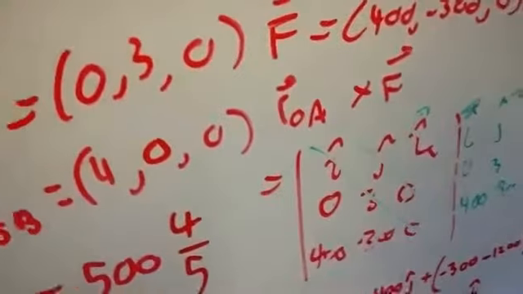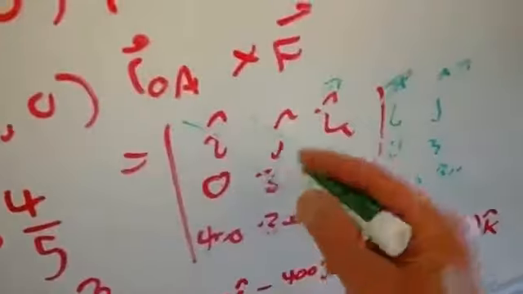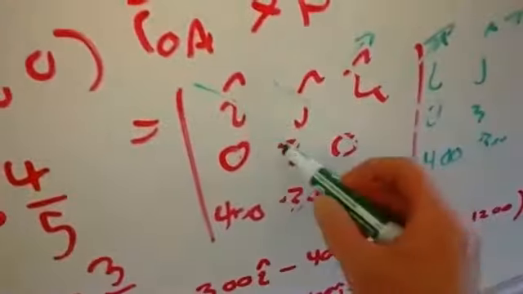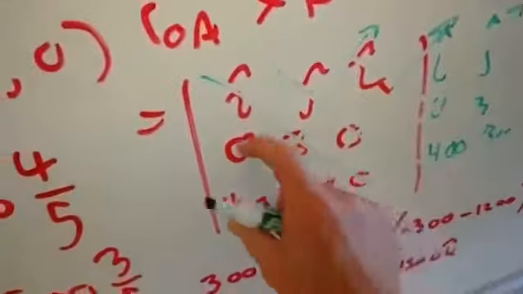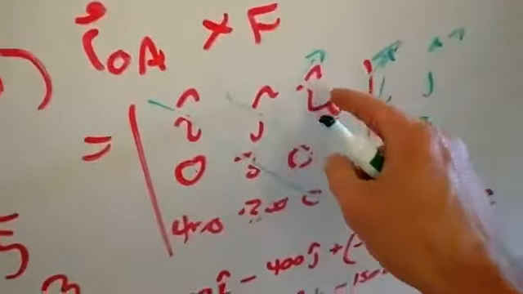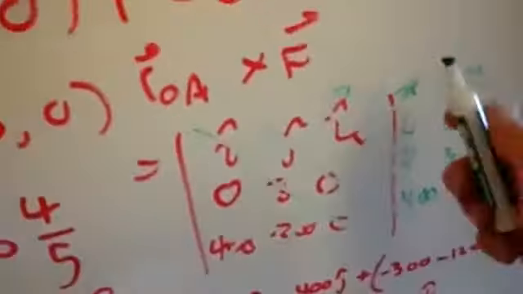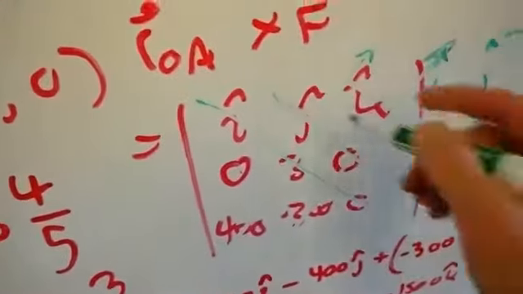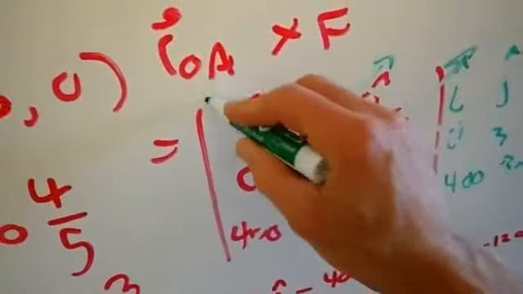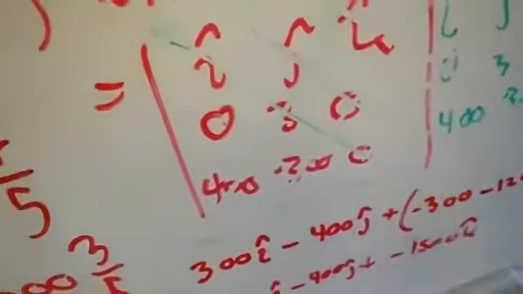Another way to do it is to say this is i times this submatrix determinant, minus j times that submatrix determinant, plus k times this submatrix determinant. Let's see if this gives us the right answer. They want us to have a scalar, so maybe that scalar is the dot product with the unit vector.